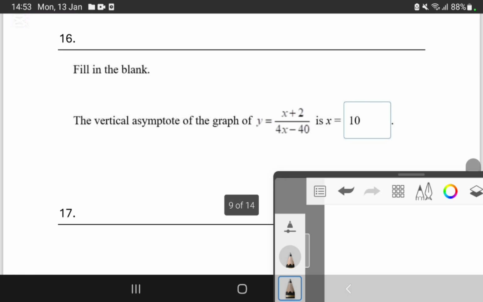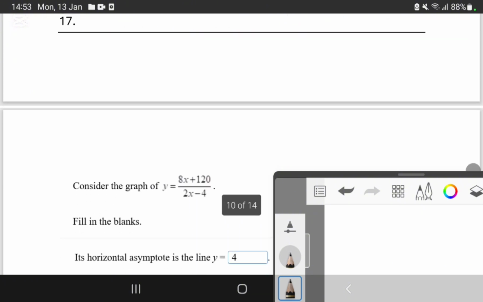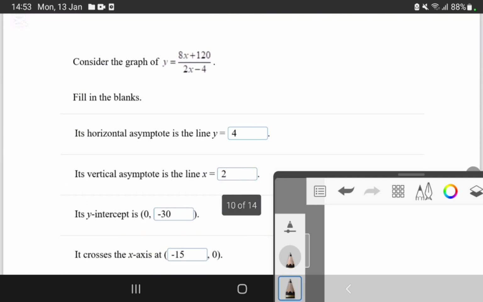Number 16. The vertical asymptote of the graph is 10. To find the vertical asymptote, we just take whatever is in the denominator equal to 0, and like that we'll just get 10. Number 17.